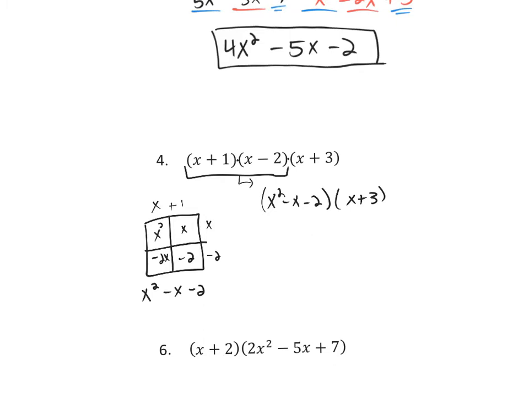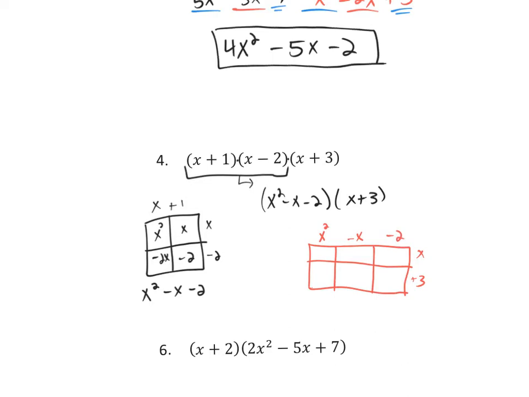And now I just get to do another multiplication problem again. So I'm going to do it in a different color. I've got that x plus 3, I've got my x squared, I've got my negative x and negative 2, and now I just keep filling in the boxes.